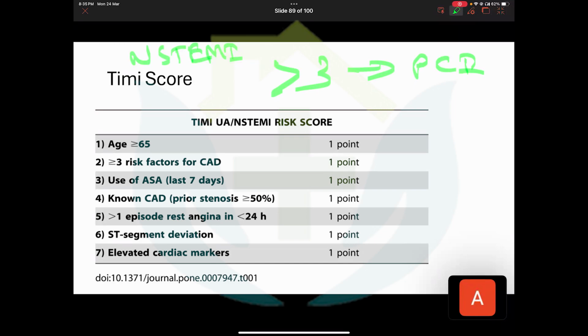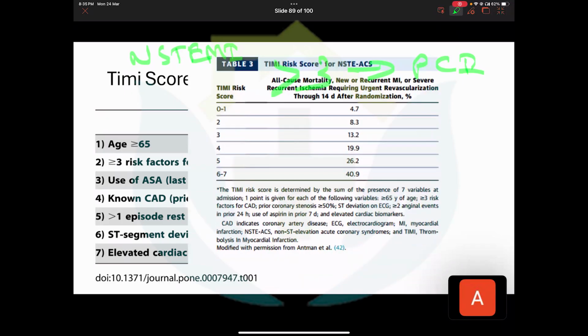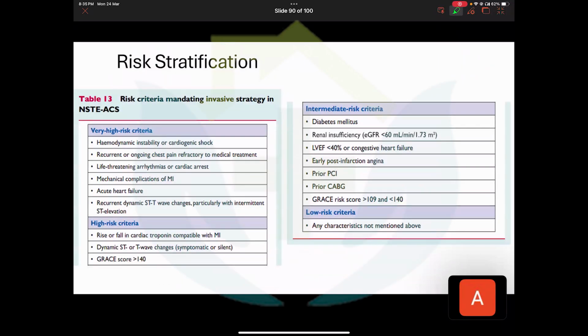So age, more than 3 risk factors, use of aspirin, known CAD, angina, ST segment deviations, elevated cardiac marker. These are the 7 points. And these are the very high risk criteria which mandate an invasive strategy. Very straightforward: hemodynamic instability, recurrent chest pain, mechanical complications, recurrent dynamic ECG changes, acute heart failure, life-threatening arrhythmias, cardiac arrest. As I told, the Grace score cutoff is 140.